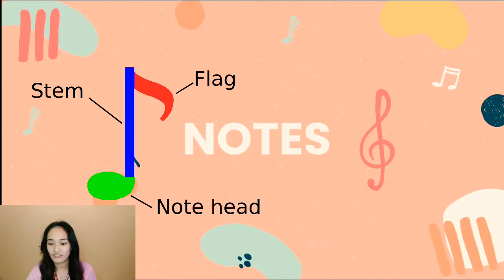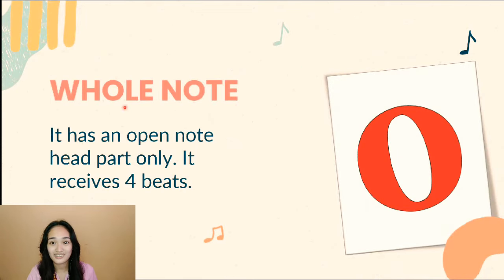And for the first kind of note, it is called whole note. A whole note has an open note head part only. Again, the note head is open note head, meaning the note head is unshaded. And whole note receives 4 beats. Again, whole note receives 4 beats.